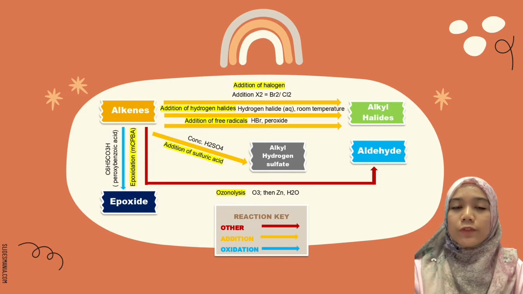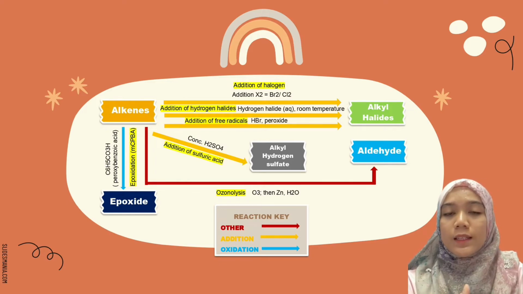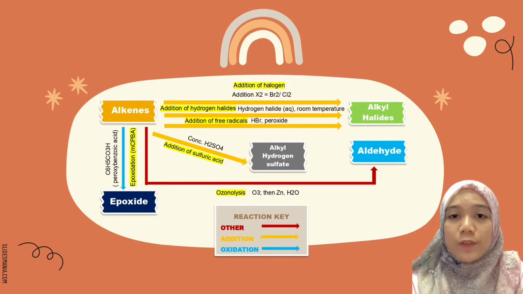Then, the reaction for alkenes added with concentrated sulfuric acid is to become alkyl hydrogen sulfate. Alkenes react with ozone to generate aldehydes. Alkene reacts with peroxybenzoic acid to become epoxide, and this reaction is also known as epoxidation.